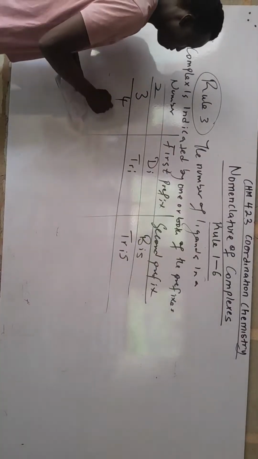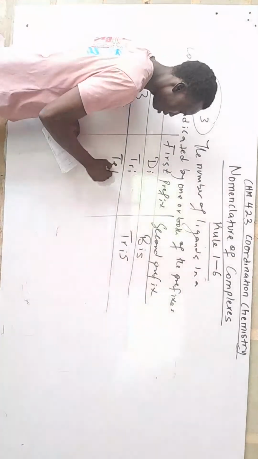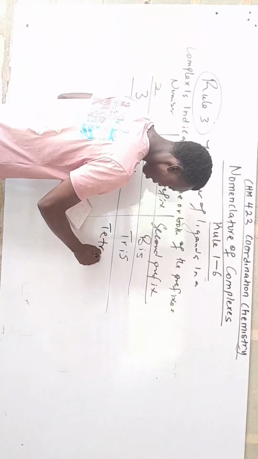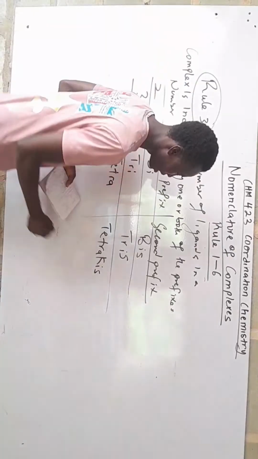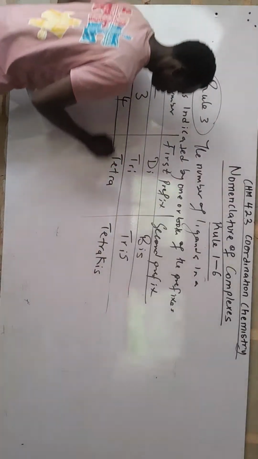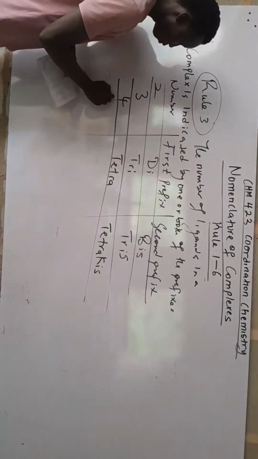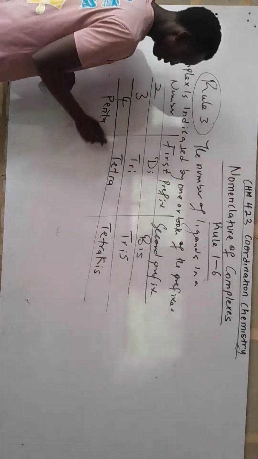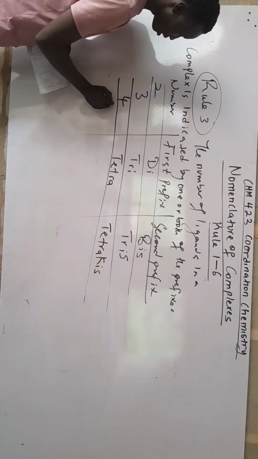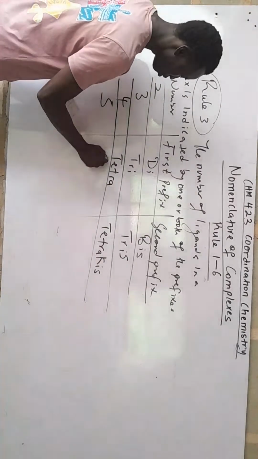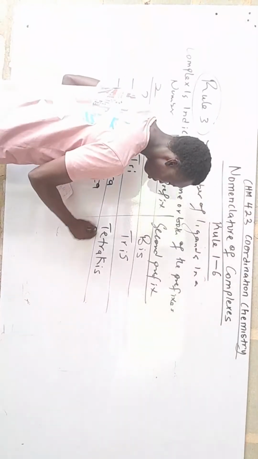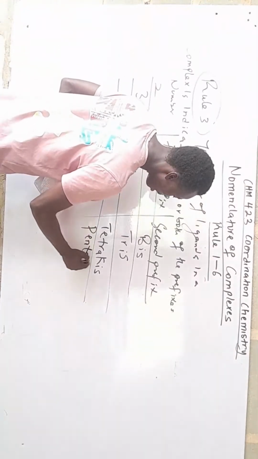And when they are four in number, that will be tetra. And from there we have what we call the tetrakis. Then when it is penta, that means there are five in number. When there are five in number, then we are going to have what we call the penta, which is what we are going to call the pentakis.